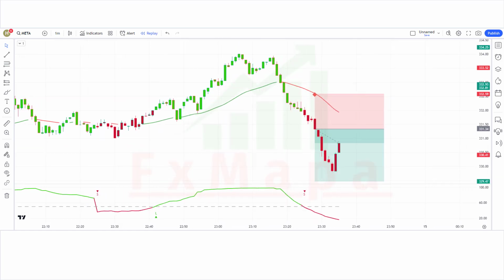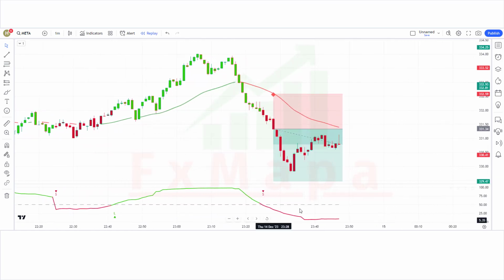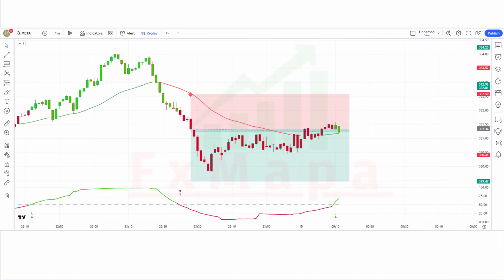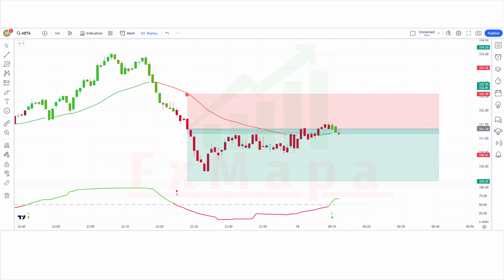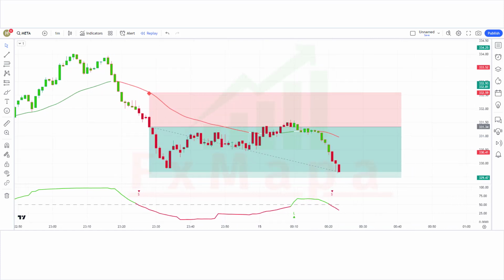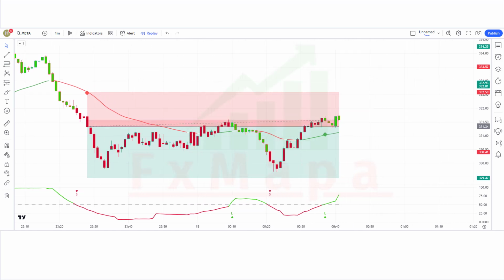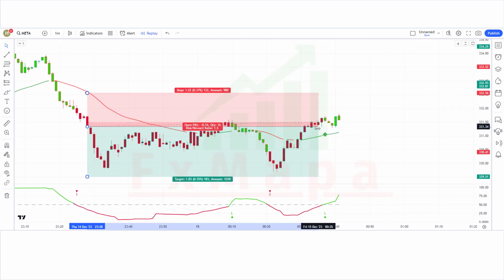Let's see what happens to our trade. Our trade is running in profit. Here we are closing our trade as we have received a buy signal.